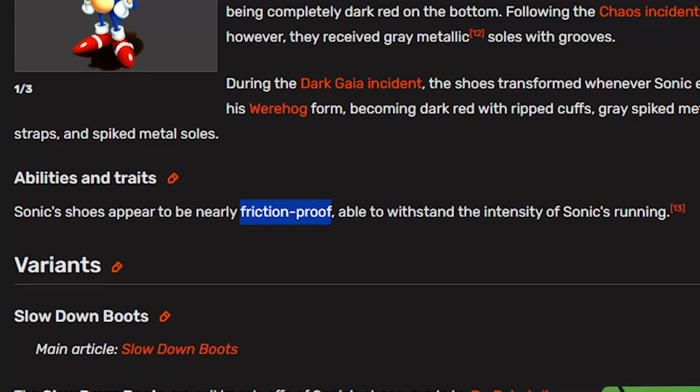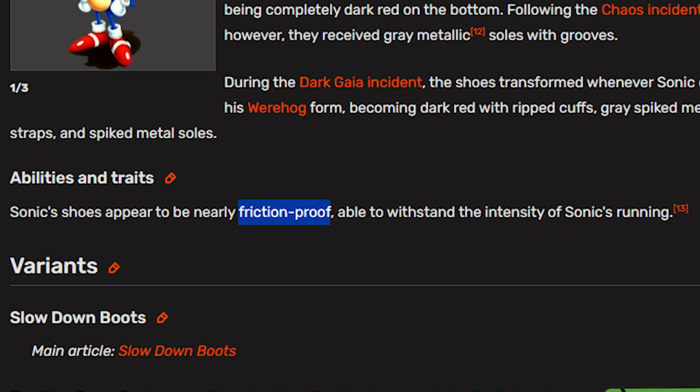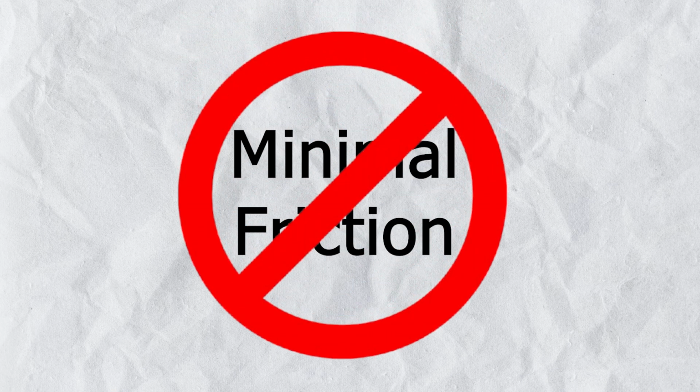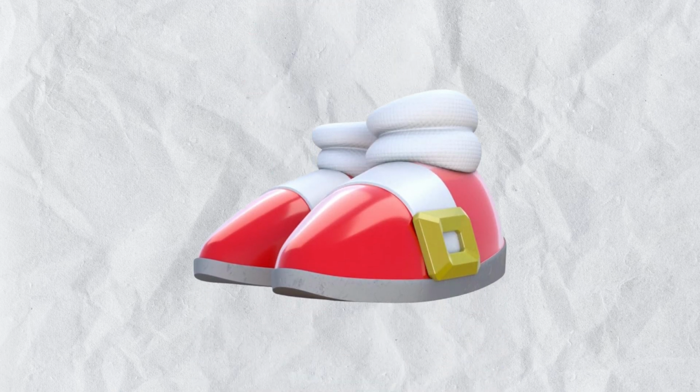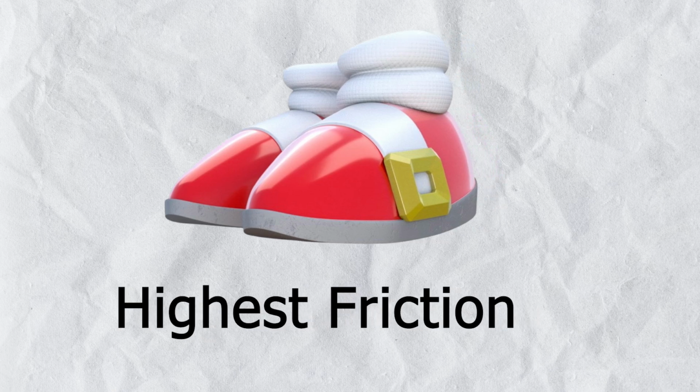But for running, high friction is crucial, which is why it's so hard to run on ice. This is exactly why when I read on the Sonic fandom that his shoes seem to have minimal friction to withstand the intensity of Sonic's running, I immediately knew something had to have been wrong. Minimal friction is extremely unideal for running, as it significantly increases the force needed to run. Since his shoes are made to help him run better, I'll instead be assuming that they have the highest friction possible.